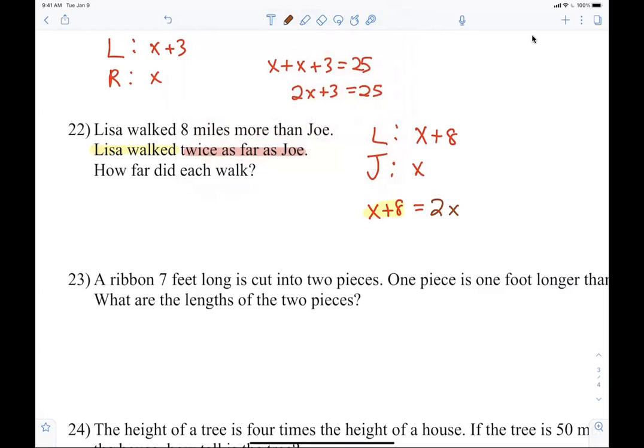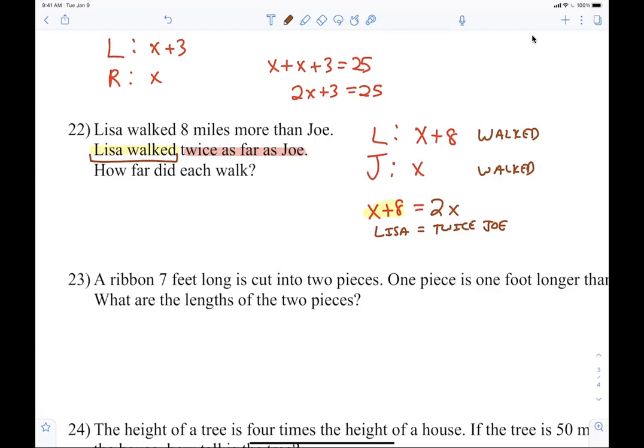All right, so that was hard. So let's look at it one more time just to make sure. We're translating. Lisa walked. This is how much Lisa walked. This is how much Joe walked. Lisa is twice as far. All right, that's what I'm trying to show you. Does that make sense now? Again, I know that's hard.